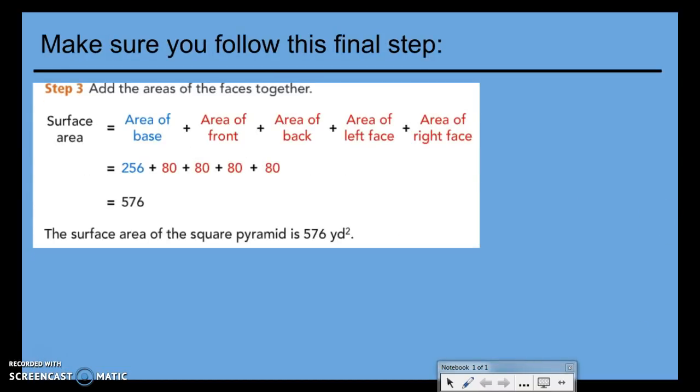Oh, this is much easier addition than the other one is, isn't it? So now we're going 256 plus 80 plus 80 plus 80 plus 80, which will give you 576. Okay, yards squared.